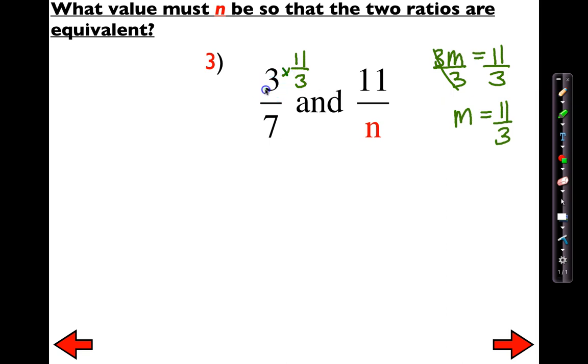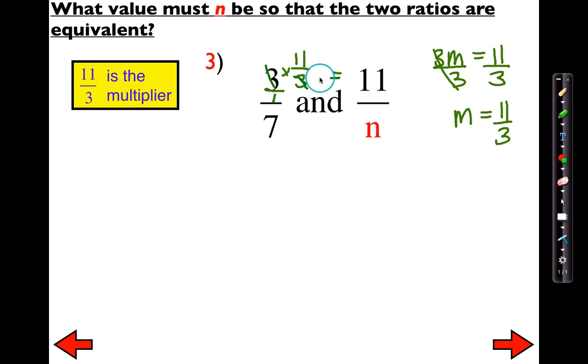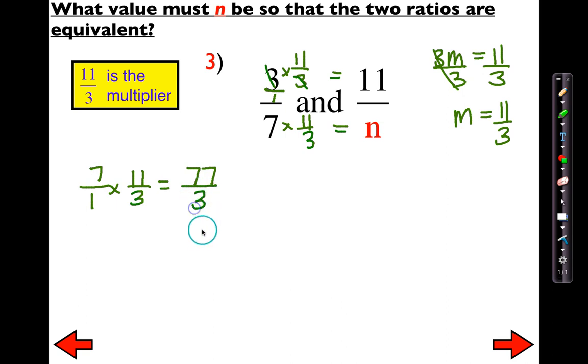Let me just double check to see if this is true. The 3's cross cancel, indeed leaving me with 11, so I can go ahead and say that the multiplier is 11/3. So now that I know that, I can go ahead and multiply 7 by 11/3 to figure out the value of n. So let me go ahead and work that out. Notice, because 7 is a whole number, I went ahead and wrote it as a fraction by putting it over 1. I can't cross cancel, and that's going to leave me with 77/3.